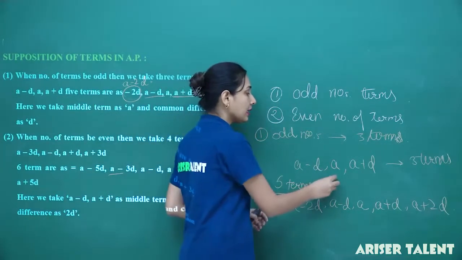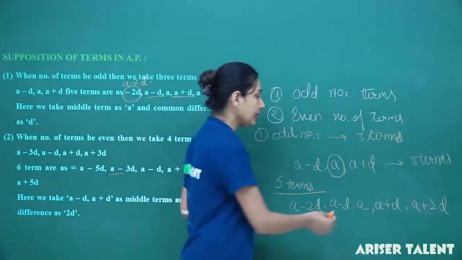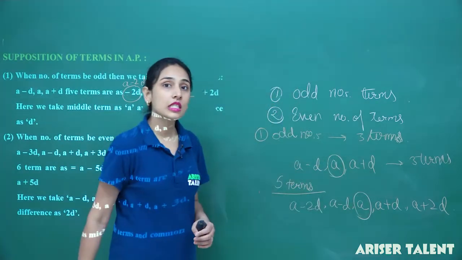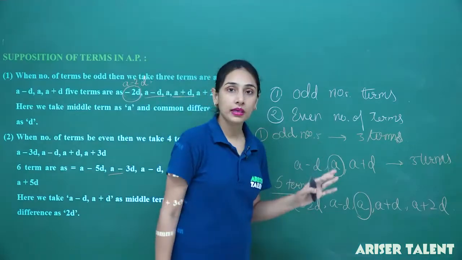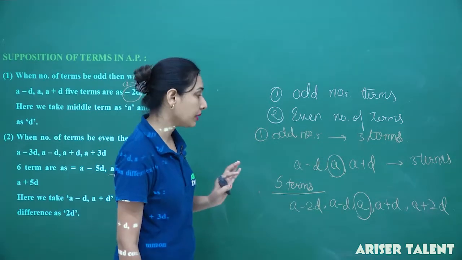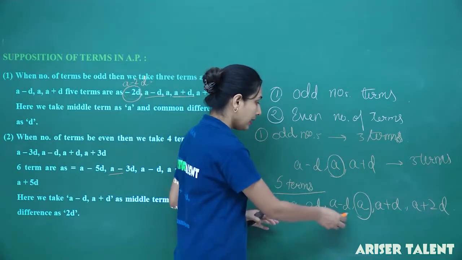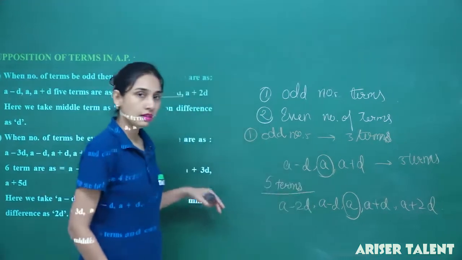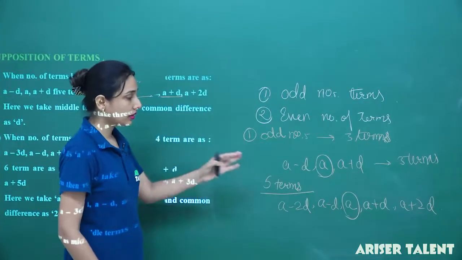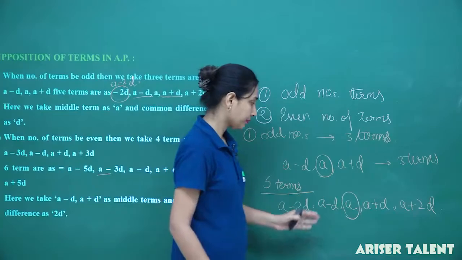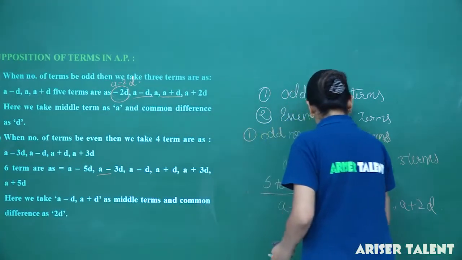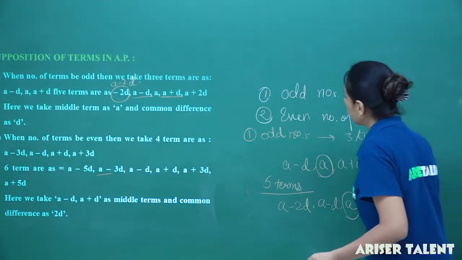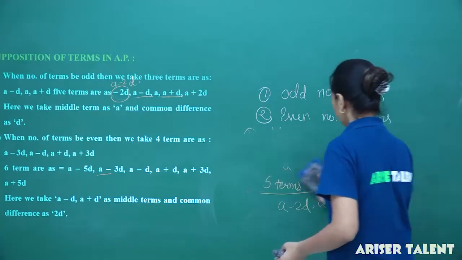So here the middle term is A. Again here the middle term is A. We have supposed in odd number. We are talking about odd number. Now you can say D, 2D. Now you can enhance this. So the difference is what? D here. So this is about odd number, right?